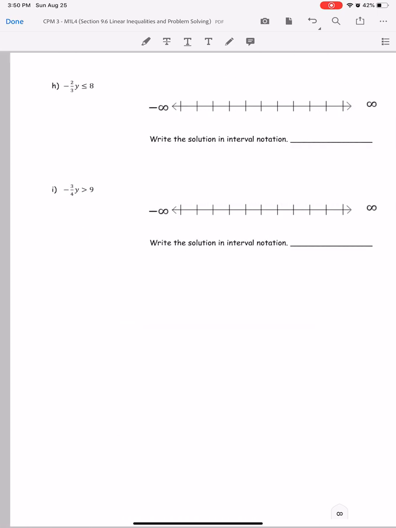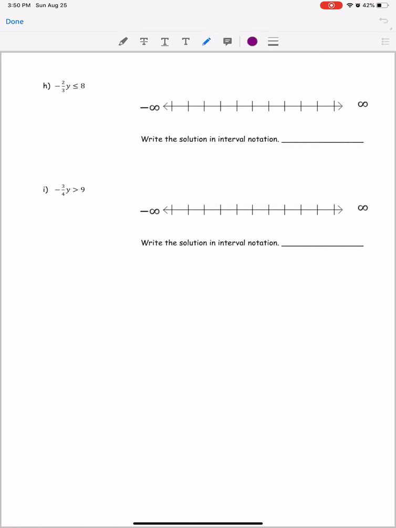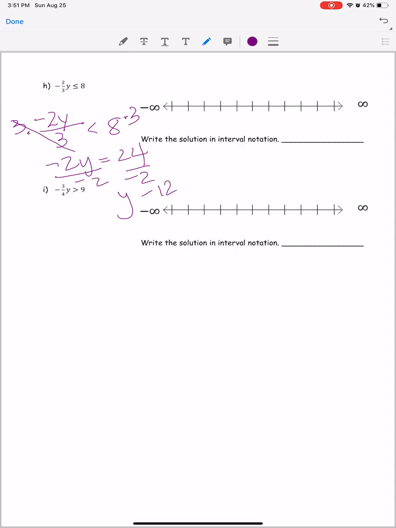Okay, and then last page we've got 2 more problems. We've got one-step problems with fractions. So you can do this in 2 steps if you would like. You could rewrite this as -2y all over 3. So you'd multiply by 3. -2y is equal to 24. Divide by -2 and we get y is going to be -12.